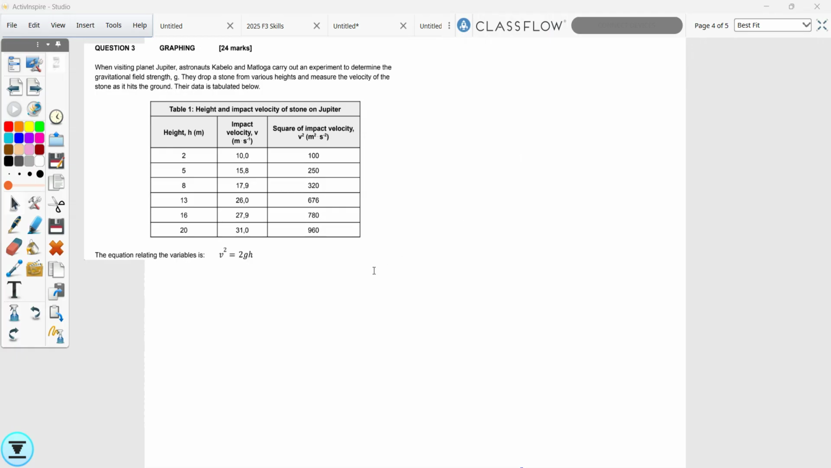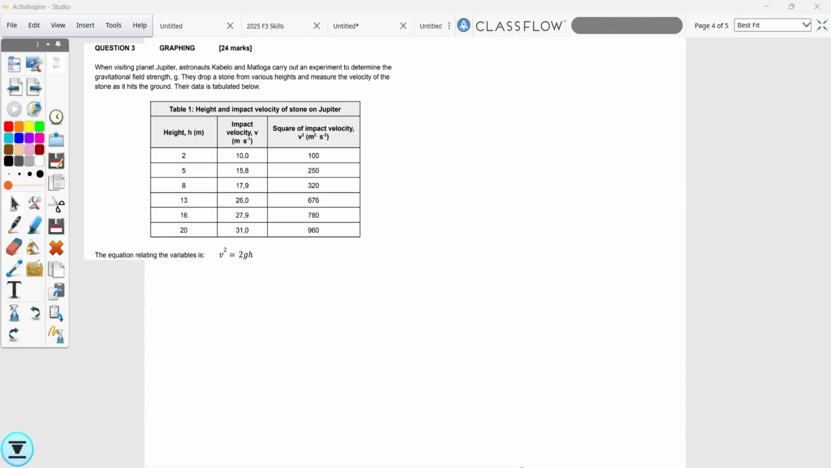Okay, so they're asking us here, they measure the velocity. So velocity is going to be our dependent variable. We measure the velocity, so that's dependent, and the various heights would be my independent. So the answer for 3.1 would be the height.